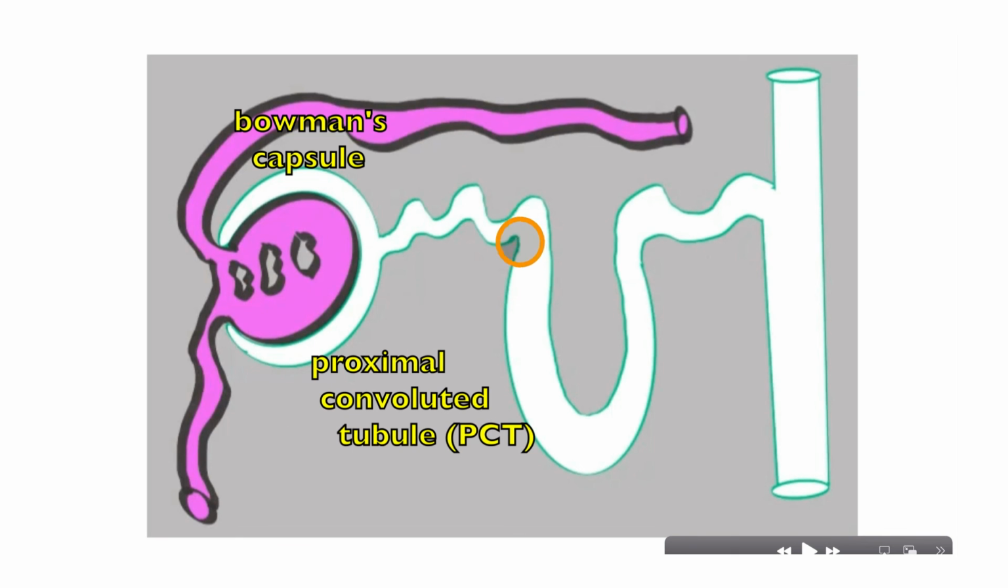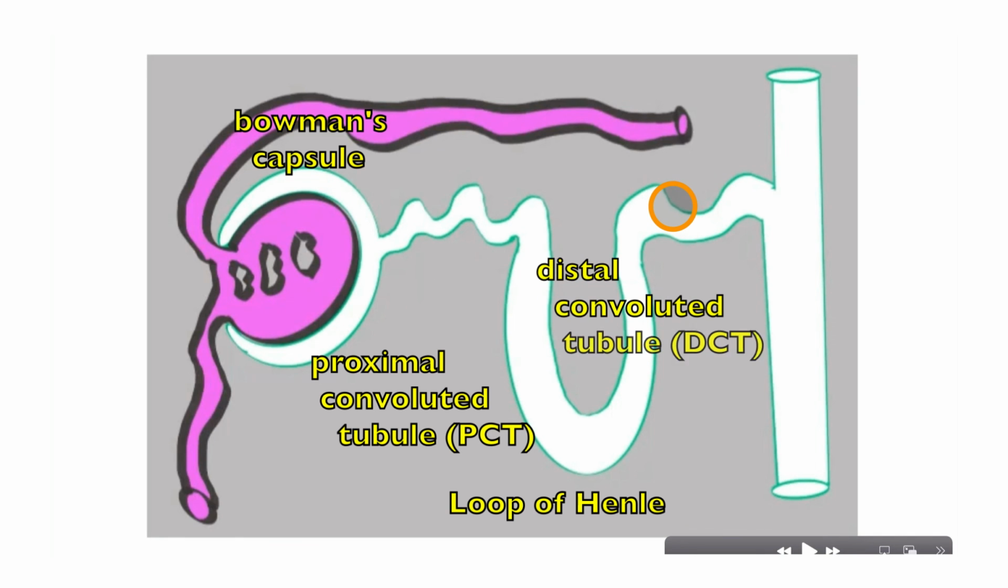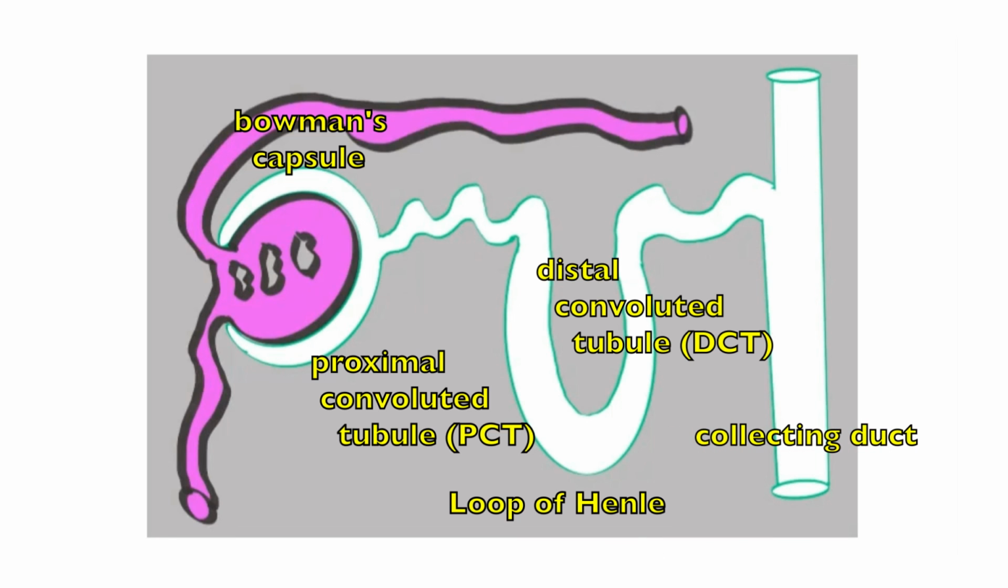After the proximal convoluted tubule, we see a portion of the nephron right here, known as the loop of Henle. And then after the loop of Henle, we have the distal convoluted tubule. It's called distal because it's furthest away from Bowman's capsule or furthest away from the renal corpuscle. And then the distal convoluted tubule drops into a structure known as the collecting duct.